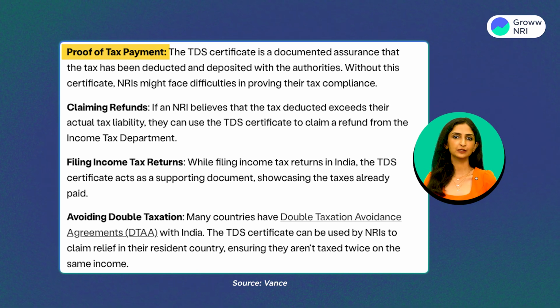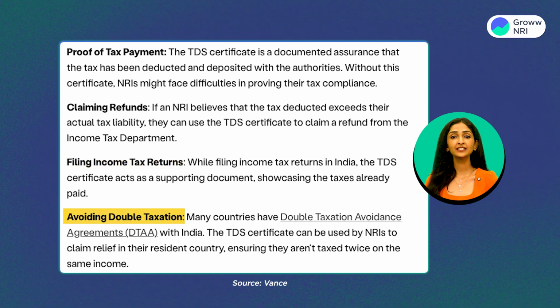Now, without this certificate, NRIs might struggle to demonstrate their tax compliance. Number 2, claiming tax refunds. If an NRI finds that the tax deducted is more than their actual tax liability, they can use the TDS certificate to request a refund from the income tax department. Number 3, filing income tax returns. When filing ITR in India, the TDS certificate serves as a proof of taxes already paid.